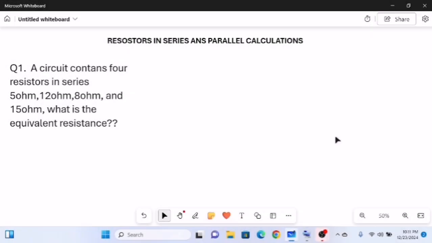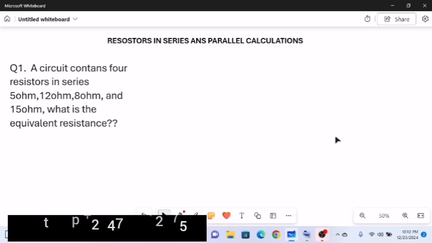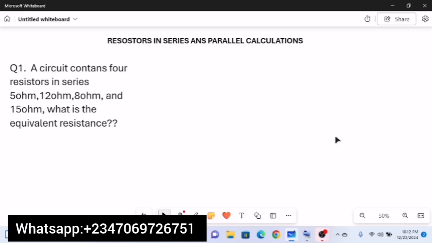So in this video, we are going to be looking at resistors in series and parallel calculations. So we'll be considering 6 solid questions to explain this concept. 3 of the questions will be on resistors in series calculation, and the remaining 3 will be on resistors in parallel calculation. So sit tight while we begin the class.